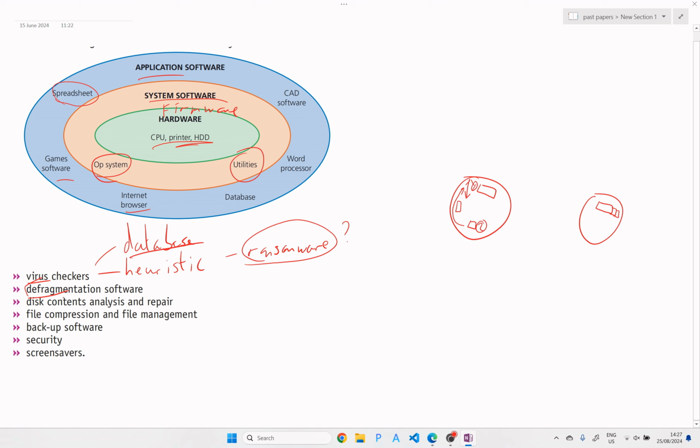So that's what defragmentation is going to do. It's just going to, obviously, defragment, so kind of unsplit the files, just put them together again. Then disk content analysis and repair: maybe you've got some corrupted files on your system, and this can check. It can use something like a checksum in order to check the file contents are correct.